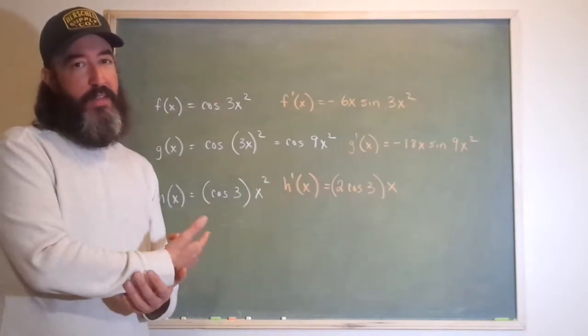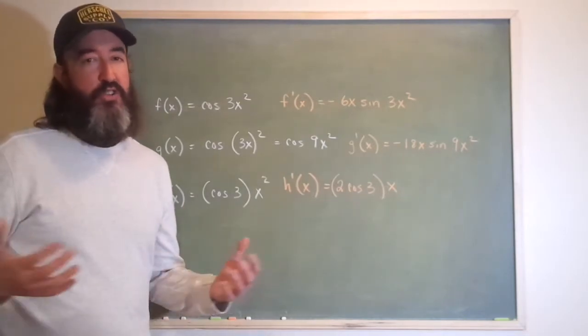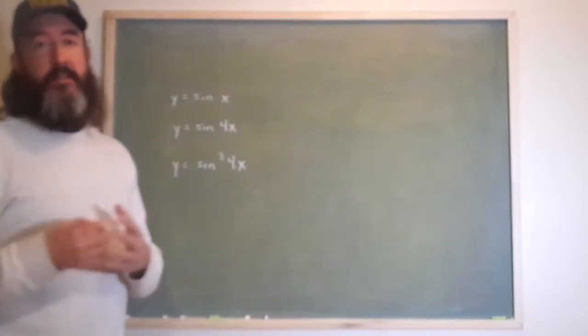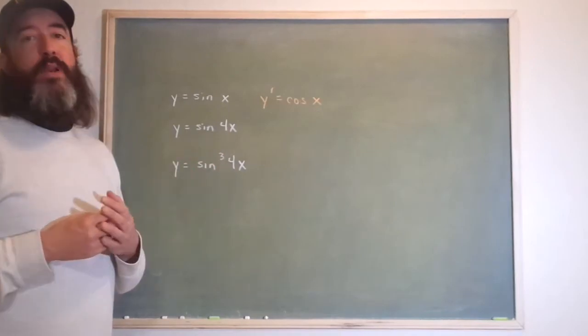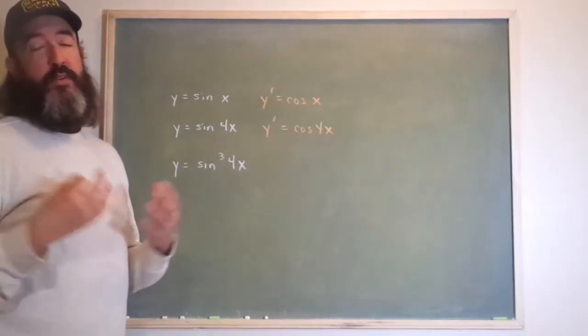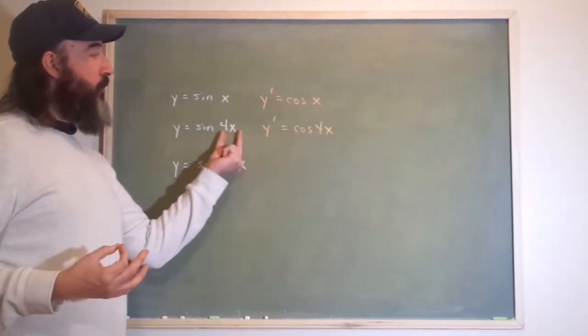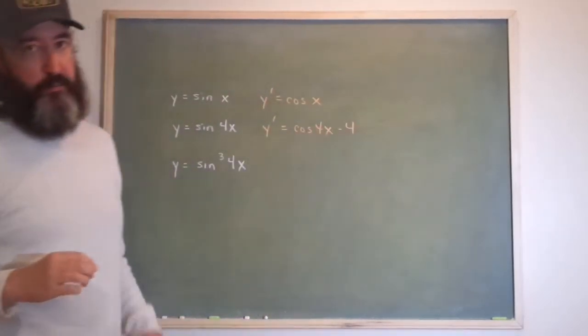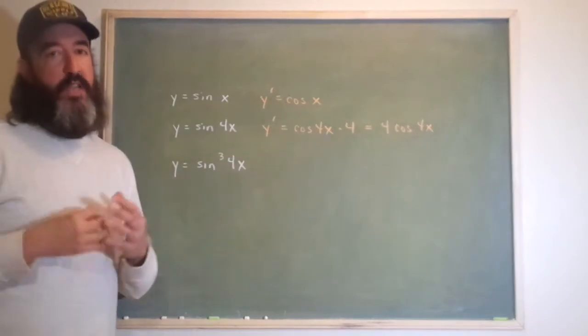All right, don't worry too much about that last example. We're not going to encounter functions like that very often. Getting the derivative of sine x is easy. To get the derivative of sine 4x, we need to apply the chain rule. My derivative is cosine 4x, but then I need to multiply by the derivative of 4x, or I need to multiply by 4. And we express that as 4 cosine 4x.